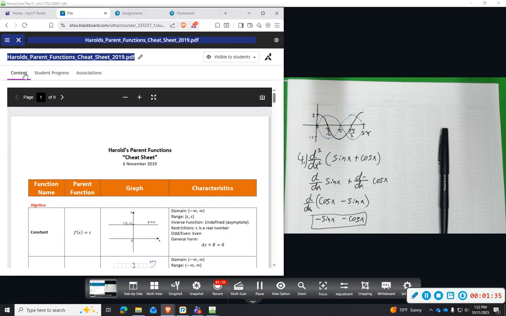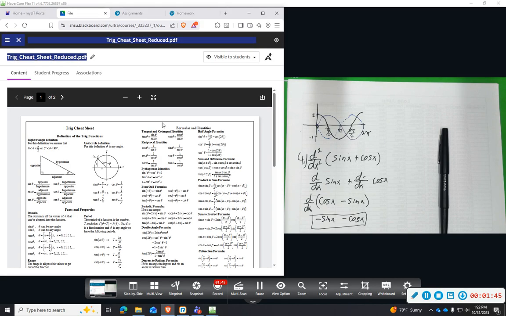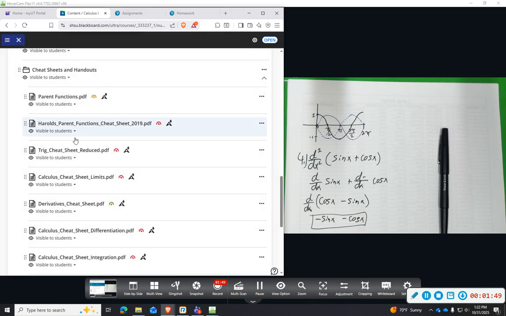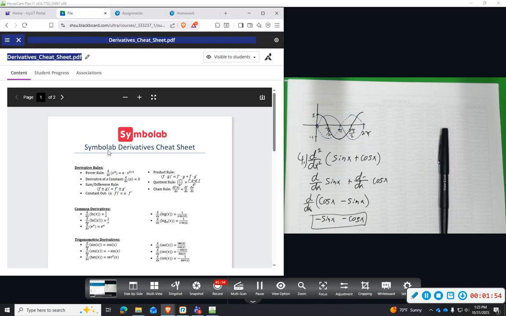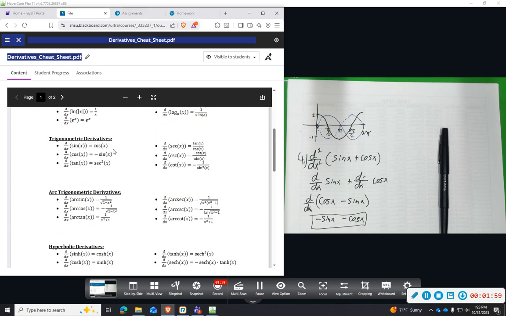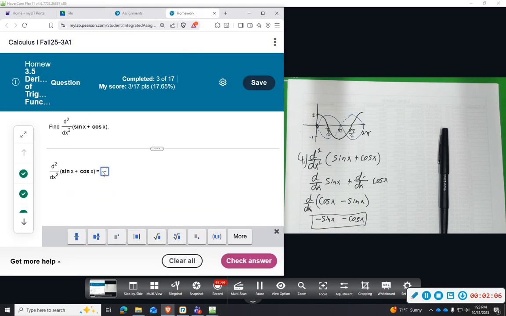If we go back, let me see, I want to do student progress. In our class we have a trig cheat sheet, and it also lists the derivatives, which is the one we're going to look at. So you have different sheets that will show you derivatives, and then you have the trig functions. They're in your textbook, but also here if you want to refer to this sheet. But we just get a negative sine x minus cosine x.